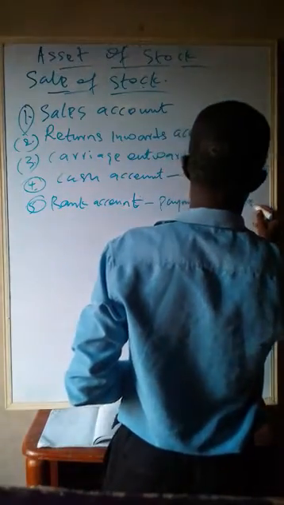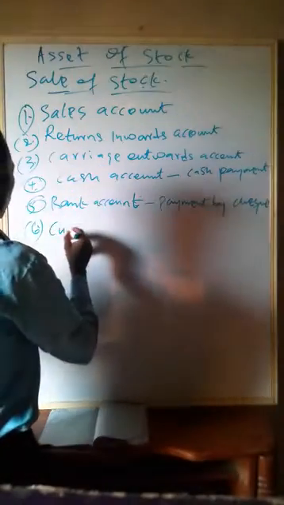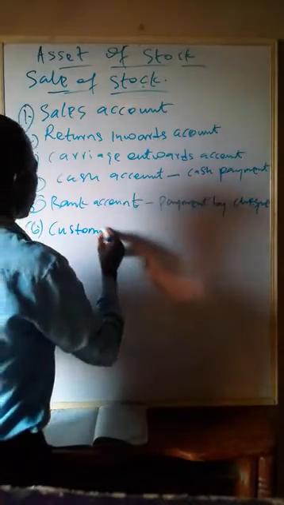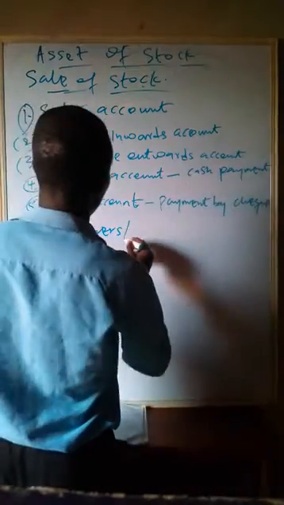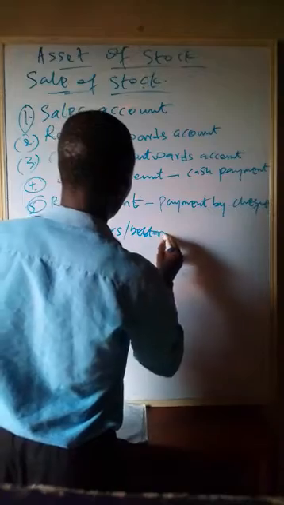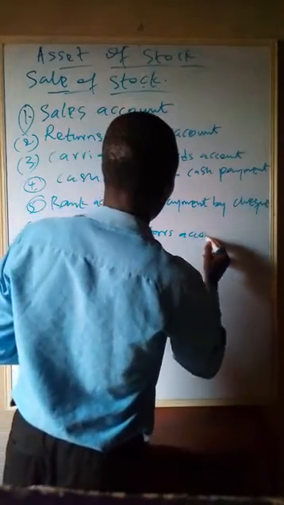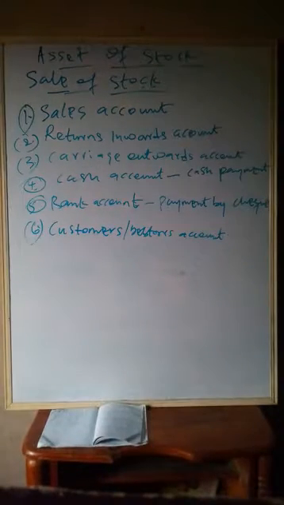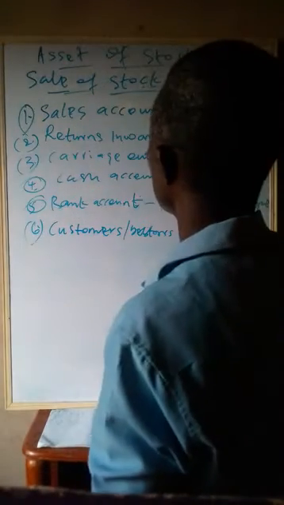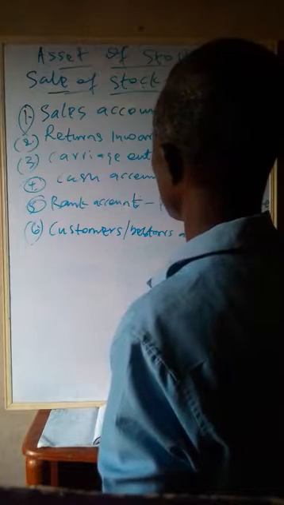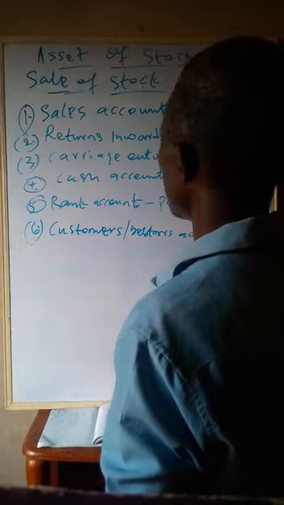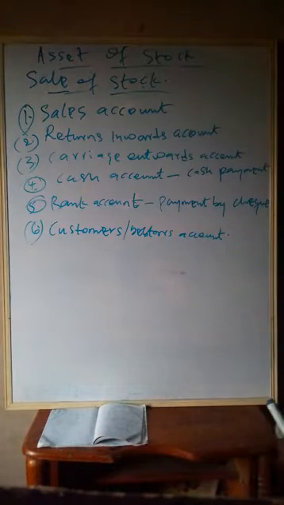Then six, if it's not cash payment, it involves customers or debtors account. These are the various accounts under sales of stock, under asset of stock.